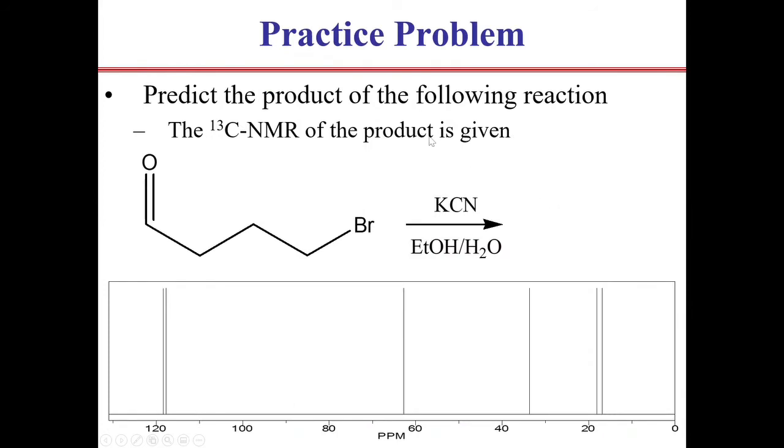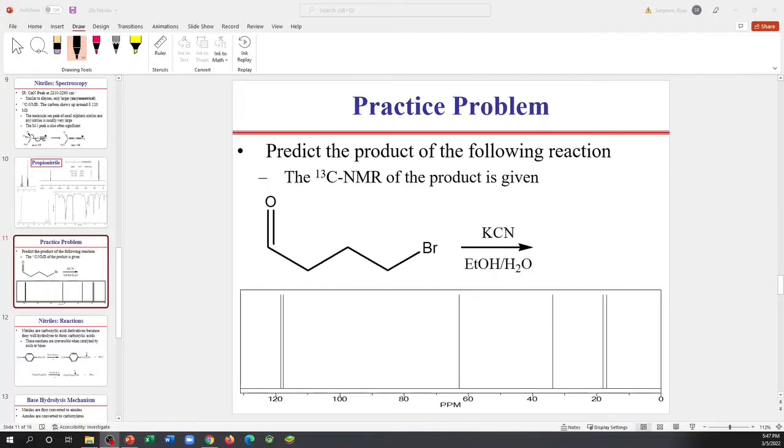Here's a practice problem where we can consider both the chemistry and the spectroscopy of nitrile-containing compounds. I would encourage you to pause the video and see if you can determine what the product of this reaction is, and then more importantly, assign carbons from the C13 NMR and match them up with the carbons in the product. Let's talk about the correct answer. This cyanide right here is the active reagent.